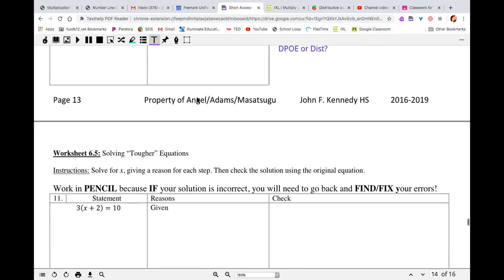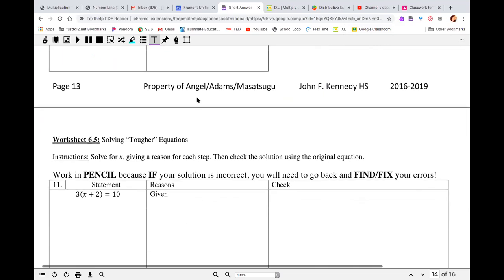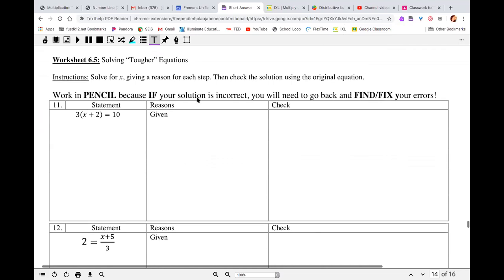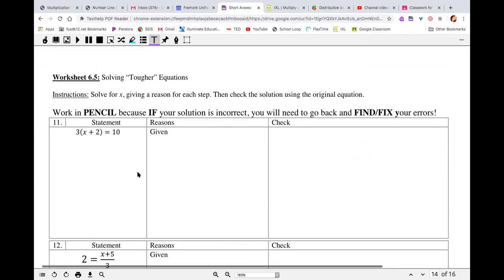Okay. Now that we have 2 ways to solve it, it says here's some tougher problems on page 14. So we'll just do this first one and then we'll be done, okay? So I heard 3 people for distribute out of 4 people. That's 75% of the class. So I'm going to use the distribute method for this. Is that what I'm hearing?